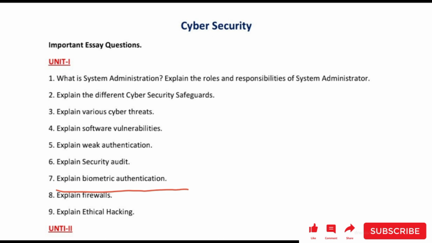And the next question is, explain the firewalls. What is a firewall? You need to explain how it protects our system, that you should explain in this particular question. And the last one is, what do you mean by ethical hacking? You need to briefly explain what is ethical hacking, how it can be dangerous, and what are the advantages and disadvantages of learning it. You just need to explain them all.